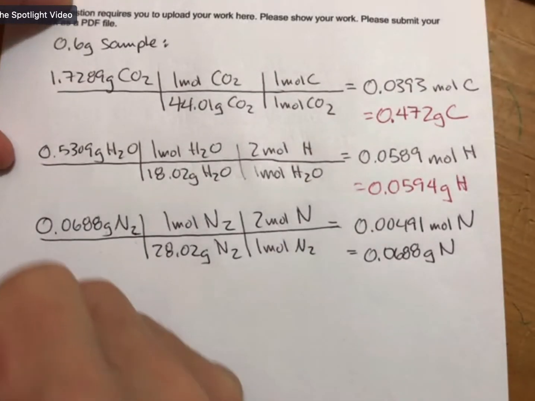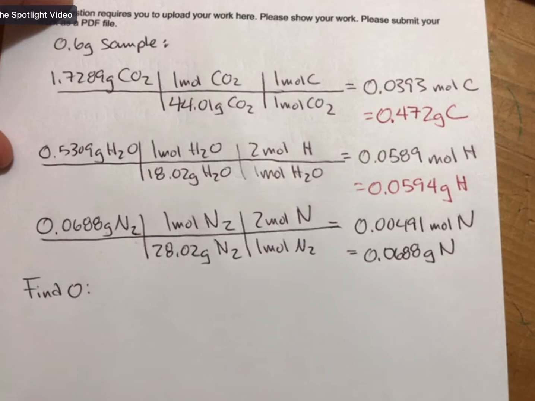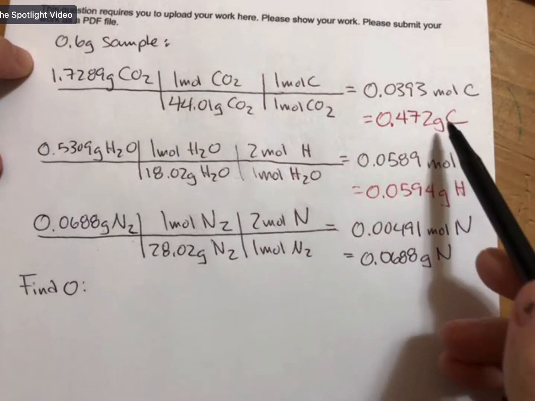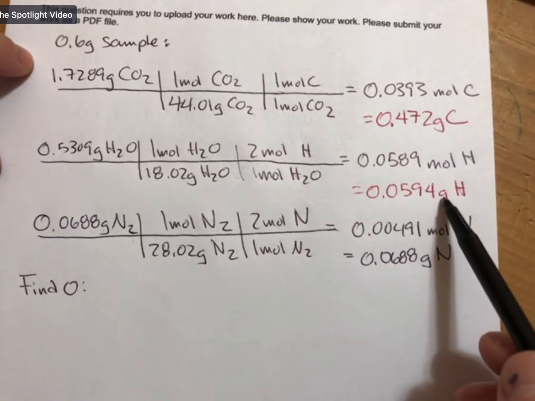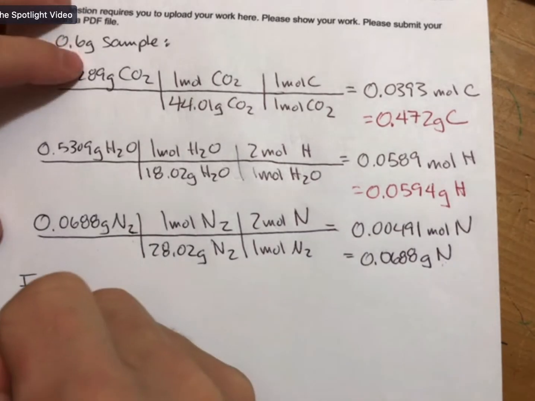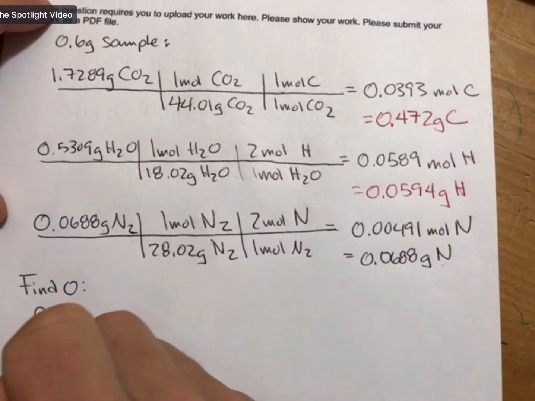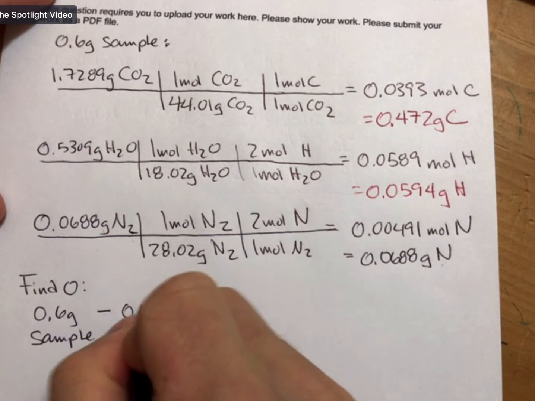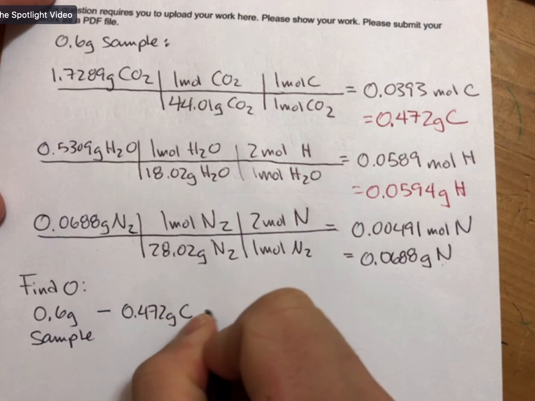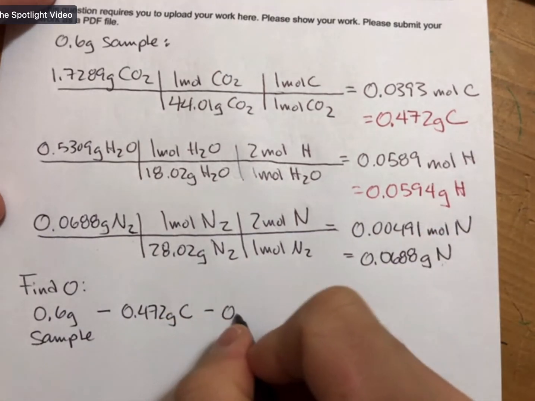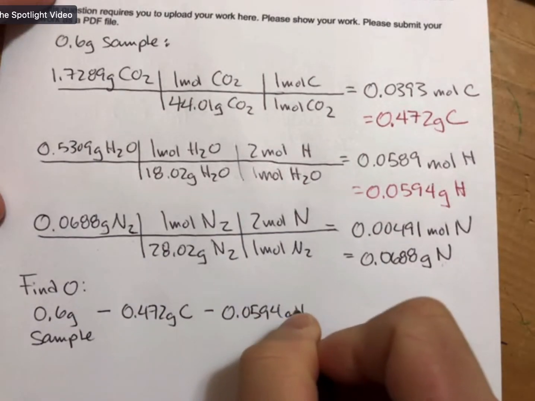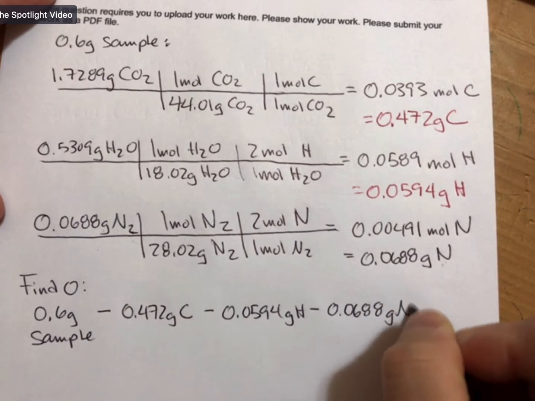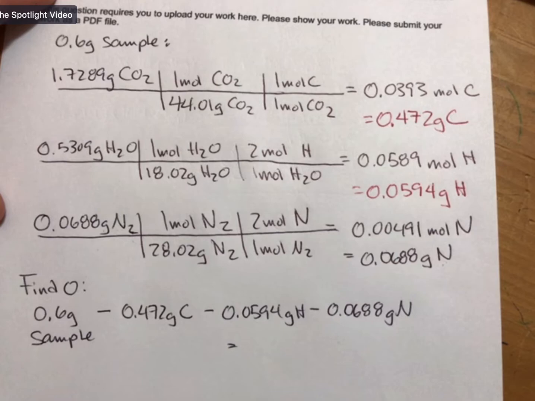Now we have to find oxygen. The only way to find oxygen is to start with your sample, subtract off, I lost my color coding there. Subtract off carbon grams, hydrogen grams, and nitrogen grams. Minus 0.472 grams of carbon, minus the grams of hydrogen, minus our grams of nitrogen. And let's see if we have anything left.